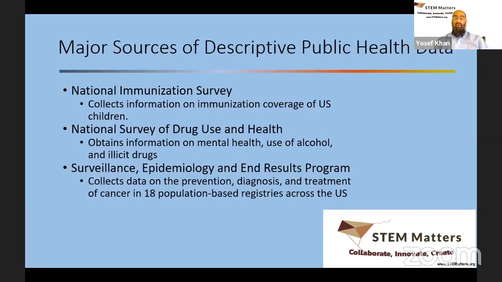And then we have a lot of databases related to just surveillance of infectious diseases. So the CDC requires that states send them on a weekly basis the number of cases of certain infectious diseases like chickenpox or HIV or the flu, and nowadays specifically COVID-19.